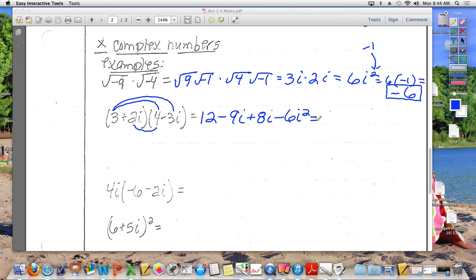So let's clean this up. This is equal to, we have a 12 that cannot be combined with anything else, so we leave it at 12. We have a negative 9i and a positive 8i. What does that give us? Negative 1i. I'm just going to write negative i. And then here we have a minus 6, but i squared really means negative 1. So I actually have a minus 6 times negative 1. Let's clean it up again. We have a 12. We have a minus i. Negative 6 times negative 1 is positive 6. One more step.